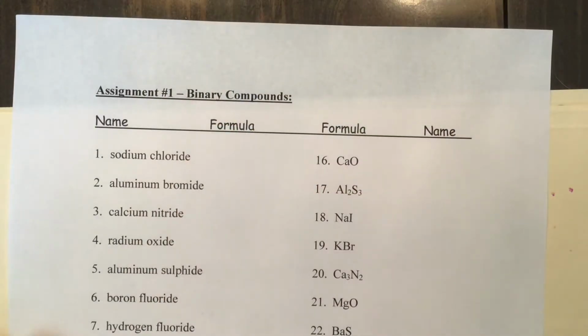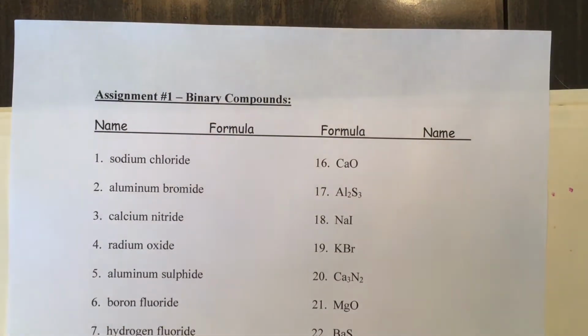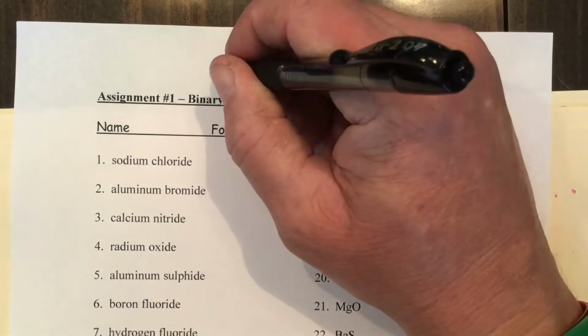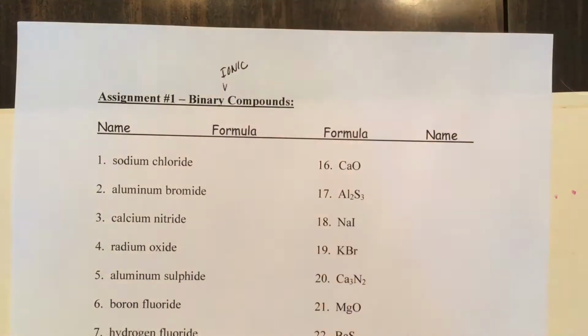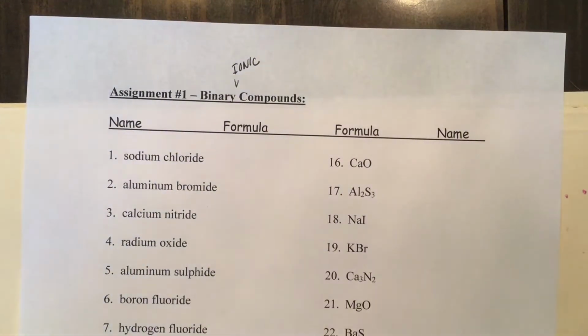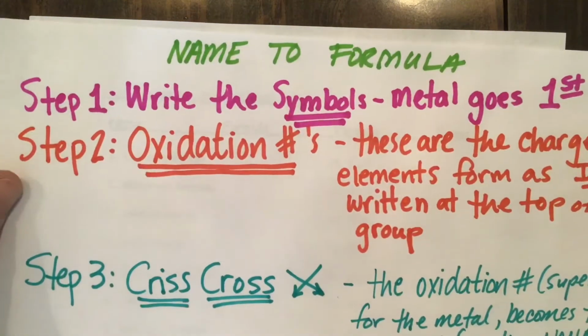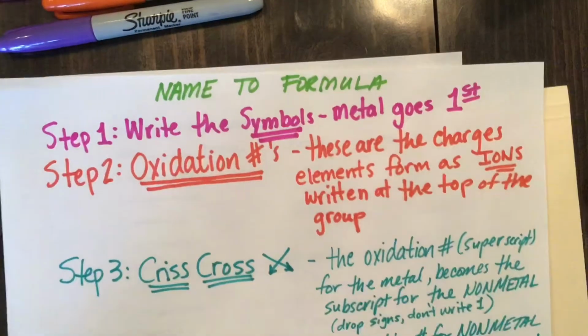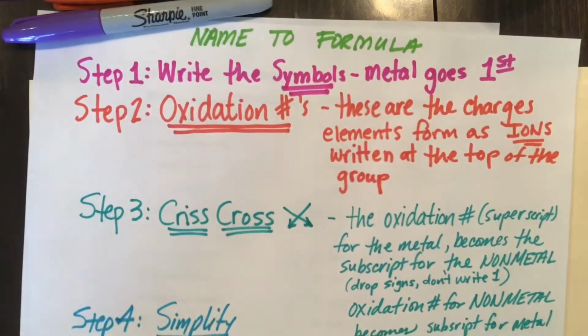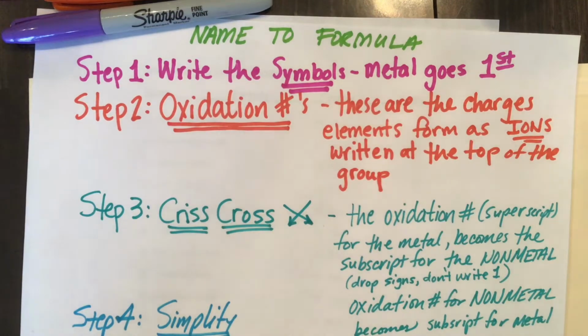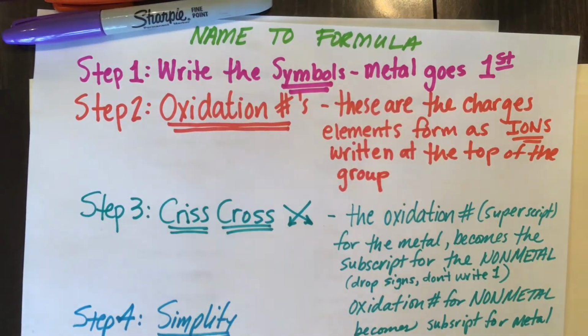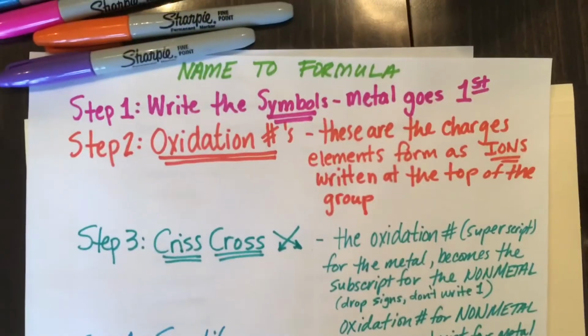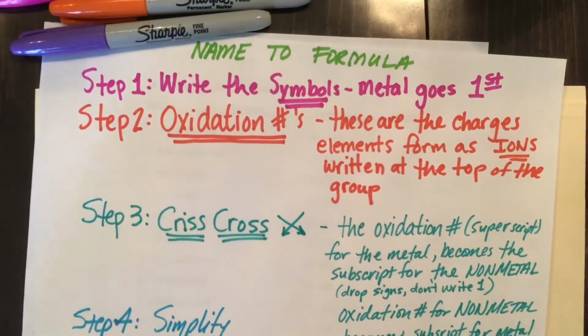Okay, so here we are, assignment 1, binary ionic compounds. I know it doesn't say ionic on there, but it should. Let's go over our steps real quick. If we're going from the name to the formula, step 1, we're going to write the symbols. Remember, the metal always goes first. Always goes first. The metals don't mind. Metals go first. Step 2, we're going to write the oxidation number.